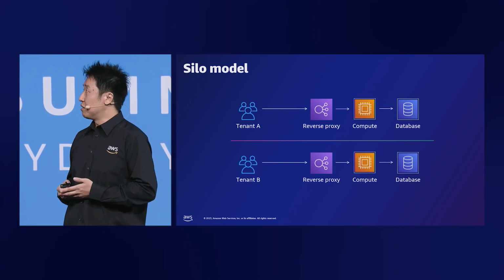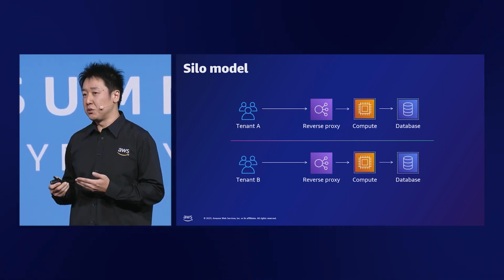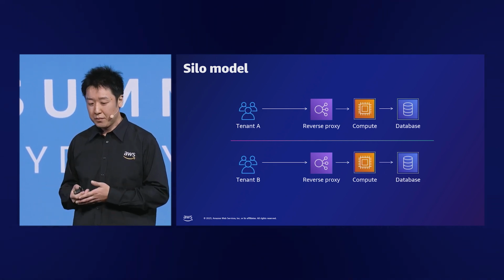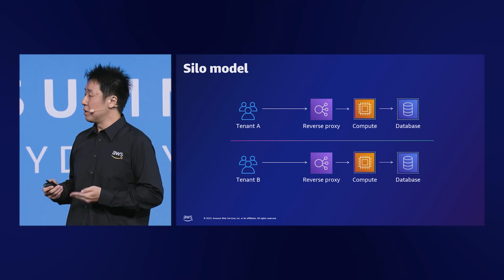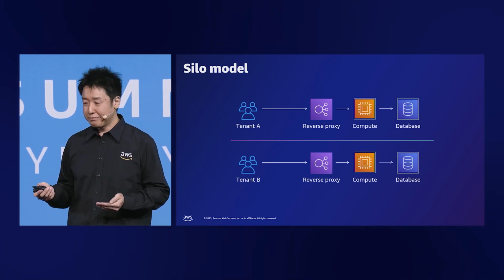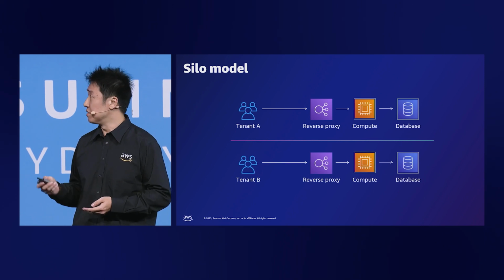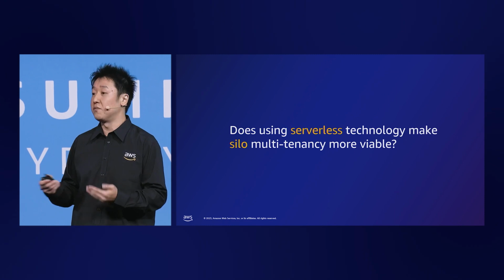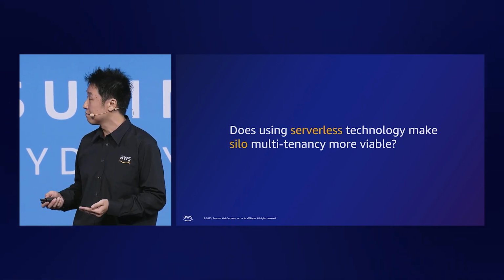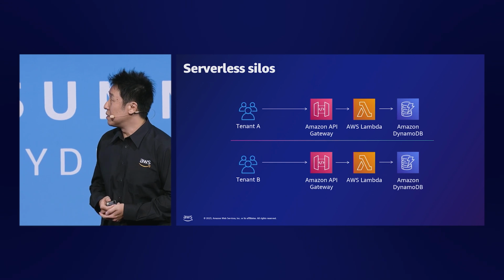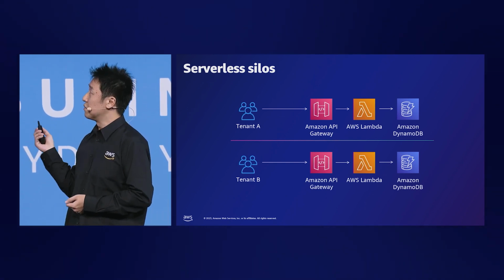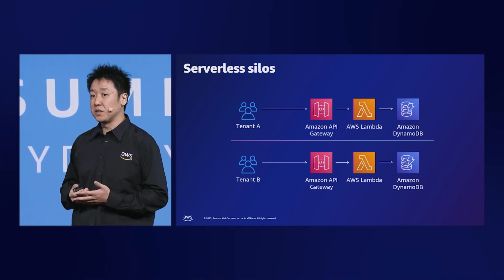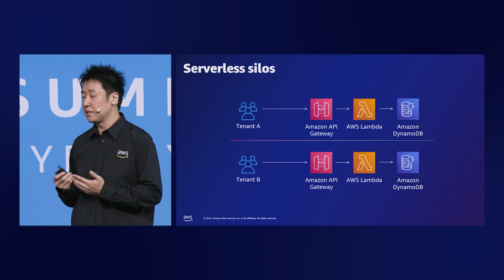But you could argue that a lot of these challenges are more related to running a traditional system using services like EC2 instances and RDS instances. But would the same set of challenges still apply if you were using serverless technologies? And that brings us to the main theme of today, which is, does using serverless technologies make the silo multi-tenancy model a much more viable one than what it was in the past? So let's have a look at a similar architecture diagram, but this time only using serverless technologies. So we have an API gateway for the reverse proxy layer, a Lambda function for the compute, and a DynamoDB table for the database layer.